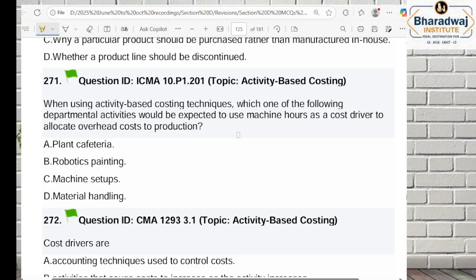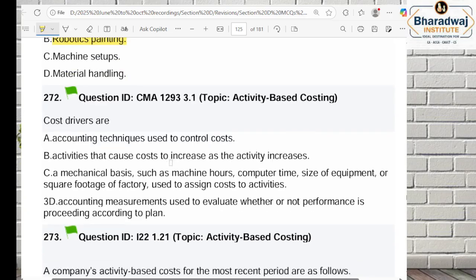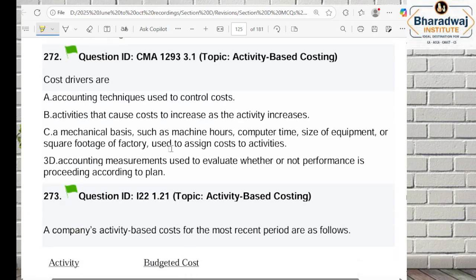Painting. Machine hours as a cost driver to allocate overhead cost to cost of production. Yes, robotics painting. All the other things are not based on number of hours. Next, option B.